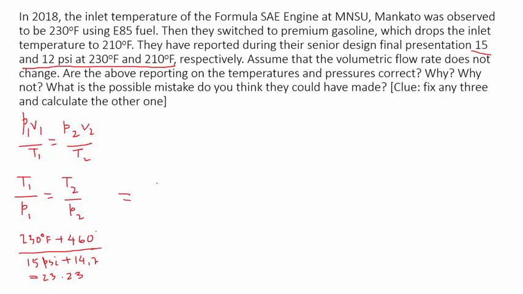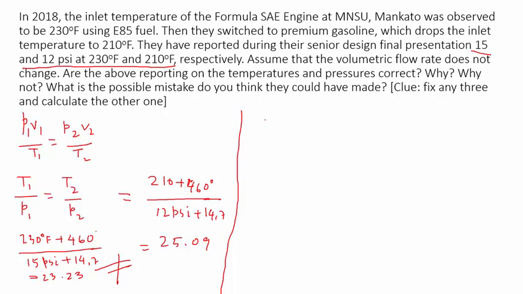Let's plug in the numbers. T2 was 210 plus 460 degrees Rankine, so that's going to be in Rankine. And P2 was 12 psi plus 14.7. So I got the value 25.09. So they're not the same. Something is wrong here. Now let's see what other possible combinations there are.